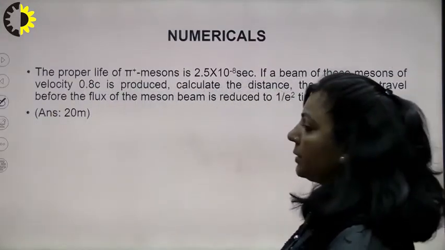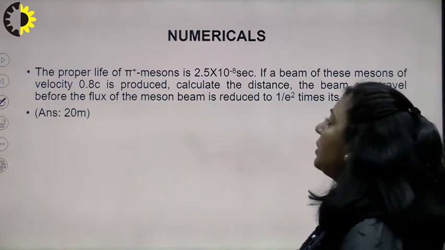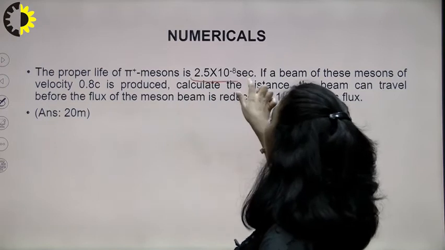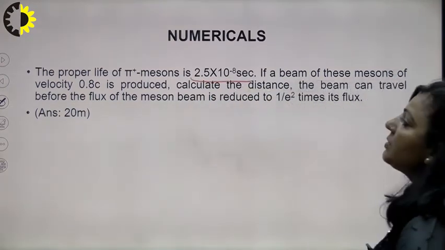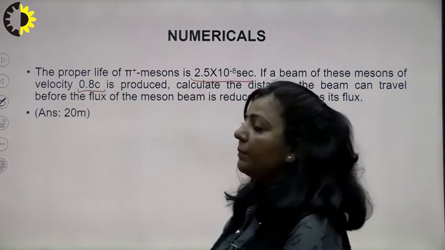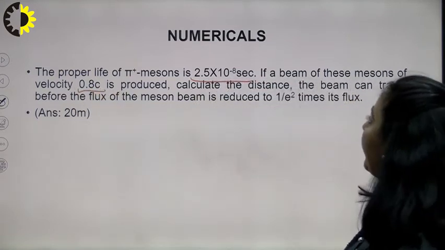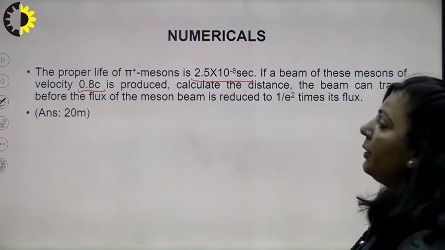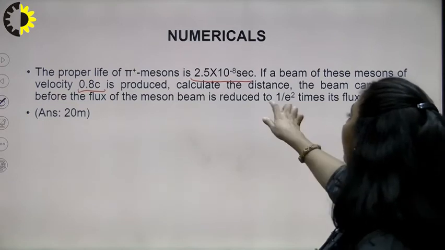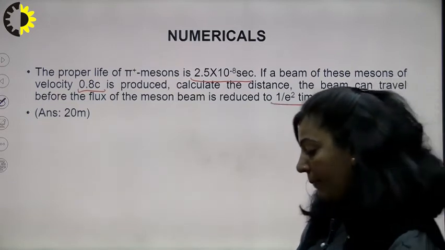The next question is: the proper life of a pi meson is 2.5 into 10 raised to power minus 8 second. So this is the proper life. If a beam of these mesons with velocity 0.8 c, this is the velocity with which these mesons are moving, is produced, calculate the distance the beam can travel before the flux of the meson beam is reduced to 1 upon e square times its initial flux, right? So you have to solve it.